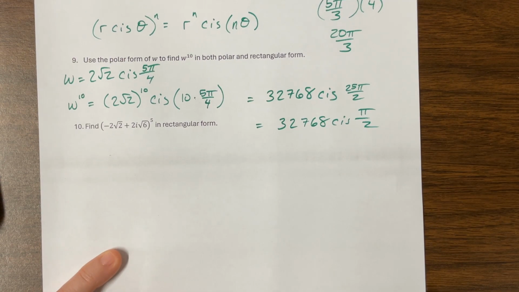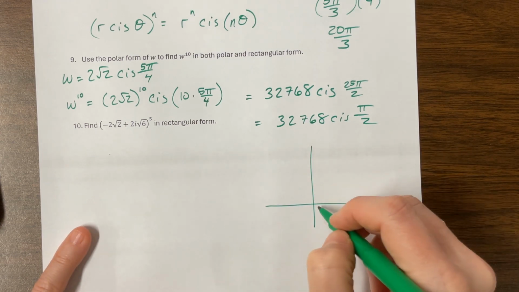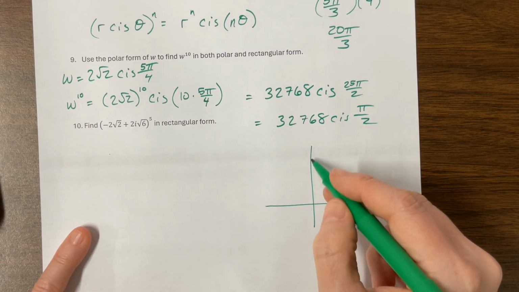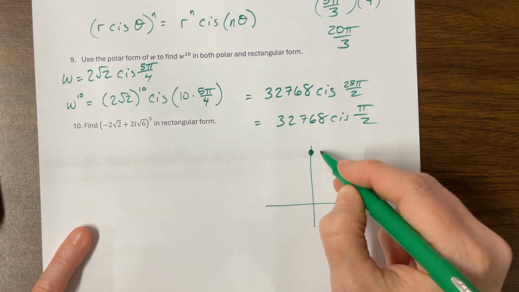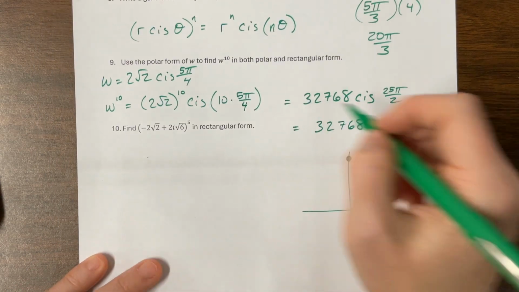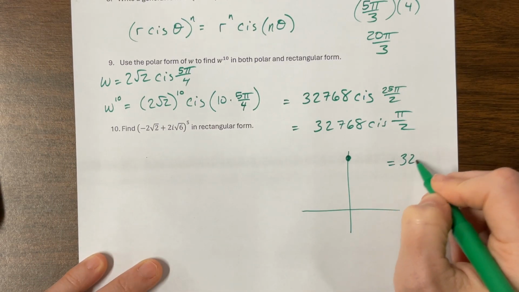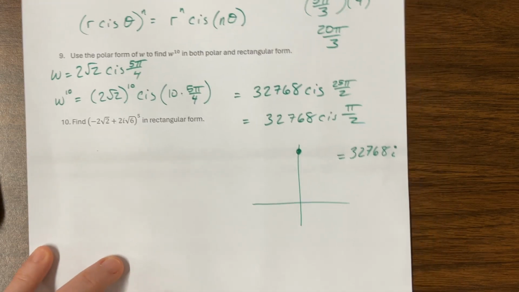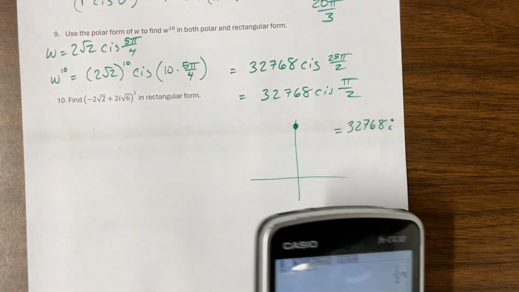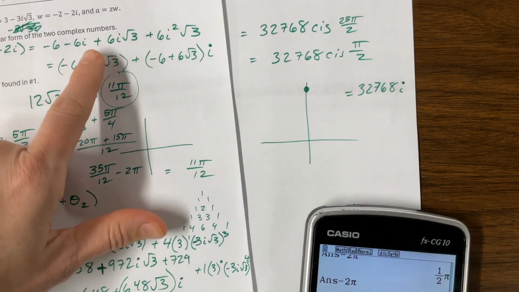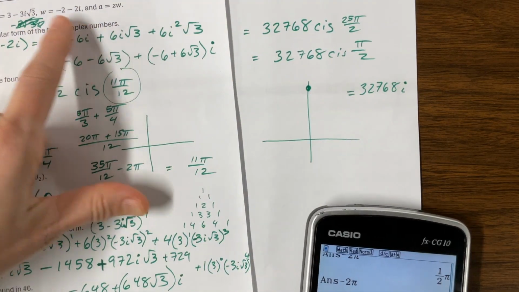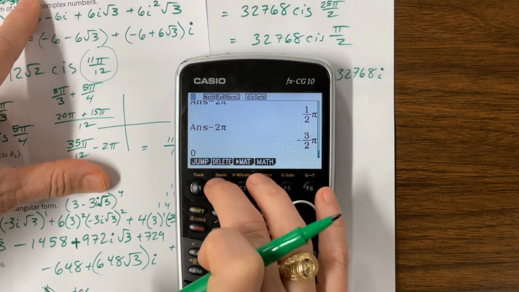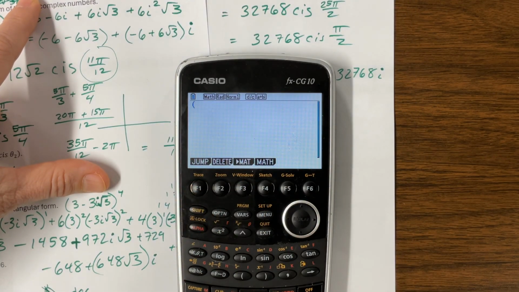Okay, what does that even mean? That means that we have an angle of pi over 2, so we're way up here. So this is just equal to 32768i. Okay, let's check it with the calculator. What was our W value? Our W value was -2 minus 2i. I'm in that complex mode.